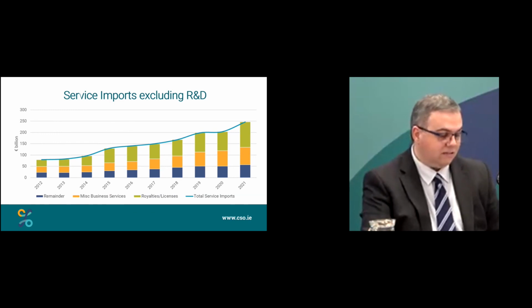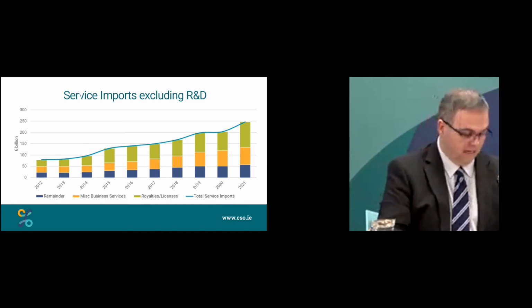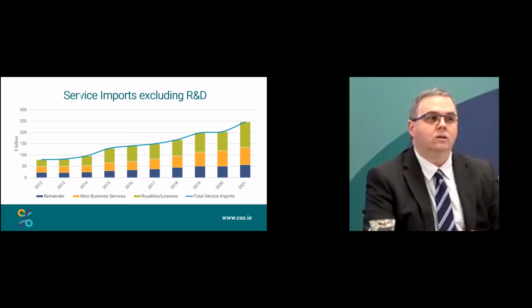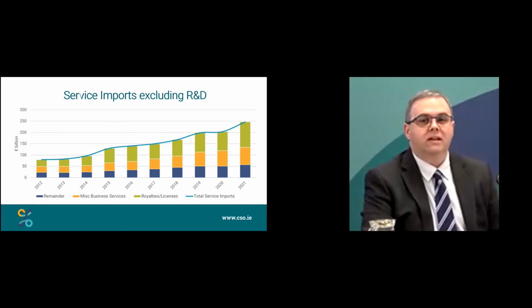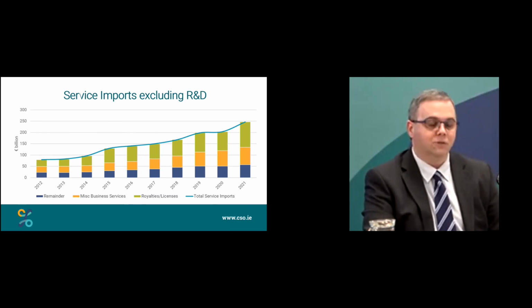And we can see that this is driven by our royalties and licenses imports, moving from 30 billion in 2012, to 69 billion in 2016, to 113 billion in 2021. Now, while you might expect our royalties and licenses imports to reduce as all of the IP is imported, this is actually happening. If we look at the individual enterprises involved, you can see that for enterprises that have imported IP, their royalty imports have drastically reduced.